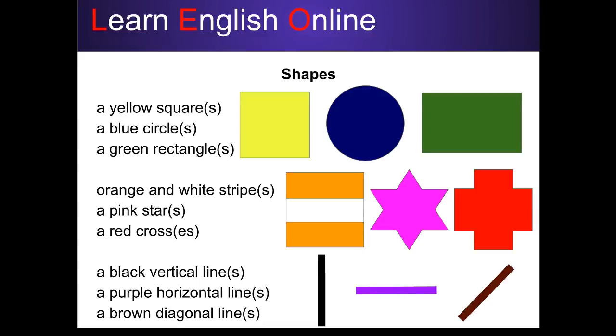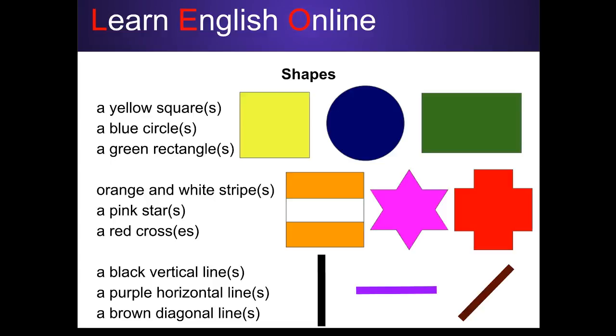We have a red cross, a pink star, some orange and white stripes. We have a green rectangle, a blue circle, and a yellow square. I think we'll leave it at that today. Okay, that's a lot of vocabulary, but don't worry. Take your time. Watch the replay. Watch the video in the YouTube channel. Take your time to learn the shapes and the colours, and look at your own flag.